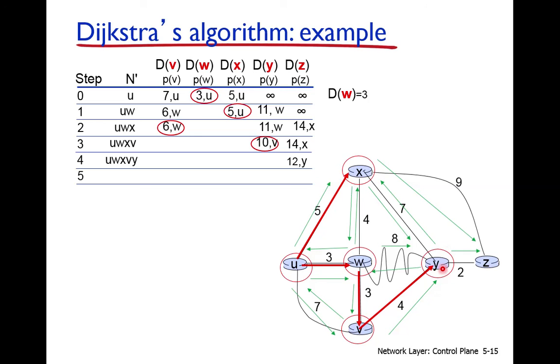Why? Because up to y the shortest path is 10, and 10 plus 2 is 12. So we can reach from u to z via u to w, w to v, v to y, y to z. So its cost is 12, and the already present cost is 14. So you can see that at z this path is 12. We can differentiate it by the previous value: on this path the previous value is y, and on the other path the previous value is x. So we will consider this path.